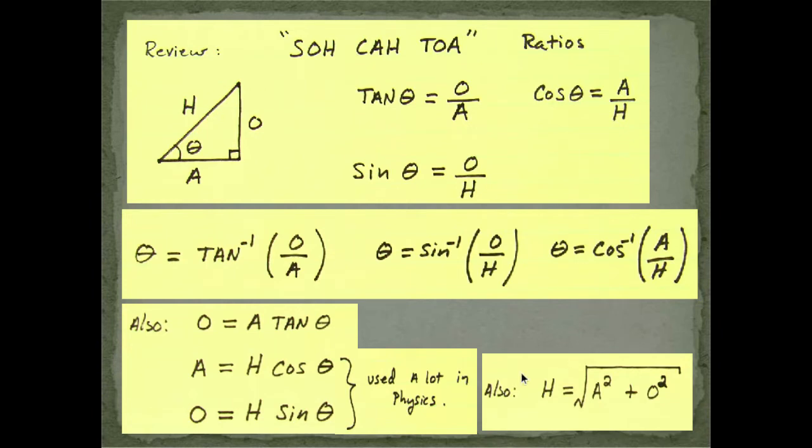Also, to get the hypotenuse, we'll use the Pythagorean Theorem. Remember, c squared equals a squared plus b squared. I just changed the notation here. The hypotenuse will equal the square root of the adjacent side squared plus the opposite side squared. Those are the legs of the right triangle.